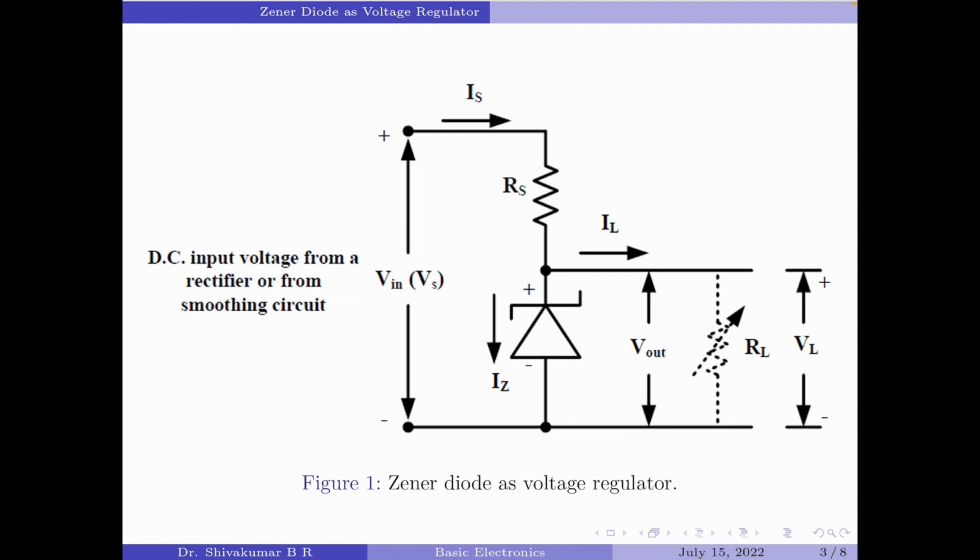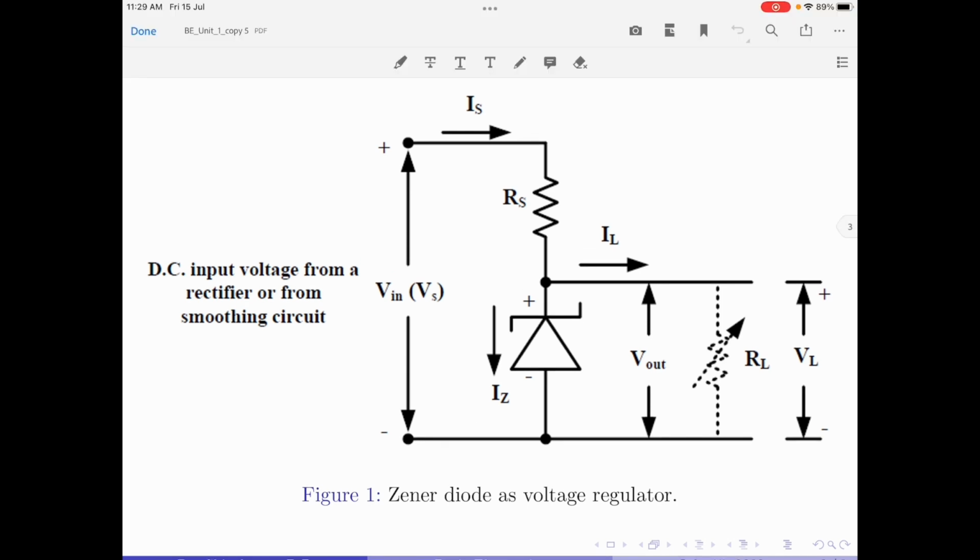To understand this principle better, let us consider the circuit shown in figure 1, where a Zener diode is used as a voltage regulator. As you can see, it consists of a DC voltage source Vs connected in series with a current limiting resistor Rs and a Zener diode. Please note, the load resistor is connected in parallel with the Zener diode. Note the way in which the Zener diode is connected across the voltage source.